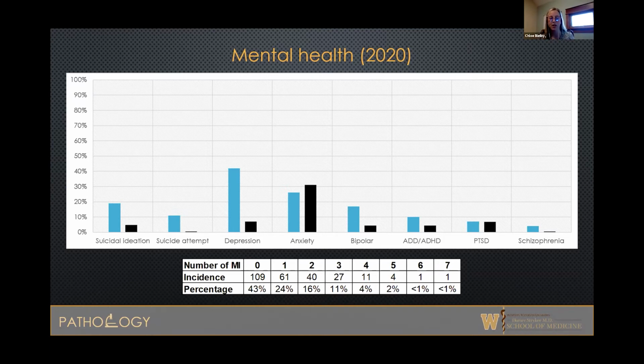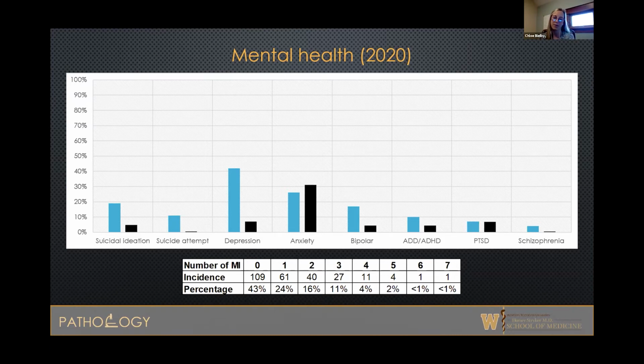So I wanted to compare what was seen in 2020 with what has been seen historically in the general US population. We can see that suicidal ideation and attempt, depression, bipolar, ADD, ADHD, and schizophrenia were much higher than what is seen in the general population than what is observed in the overdose population. Those who have at least one diagnosed mental illness are 50 to 75% more likely to use substances than those without a mental illness. And I want us all to keep in mind that this is just what I could find in the medical records.